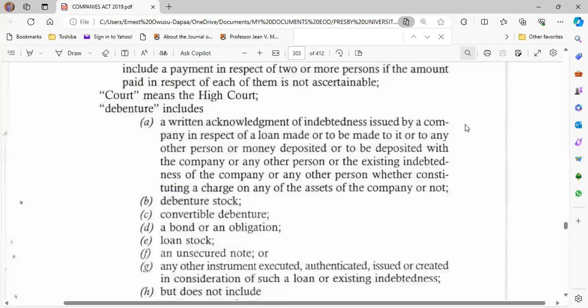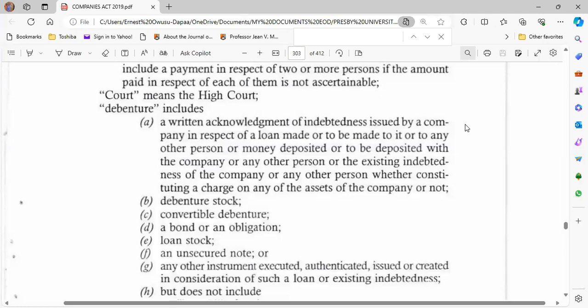Or maybe if you've deposited the money with the company, for the company to work with it for a period, and then they'll pay you interest or whatever, it can also suffice as a debenture. But the critical feature is that a debenture is a debt which is acknowledged in writing by the company. And that's the most important thing. So let's keep that in mind.